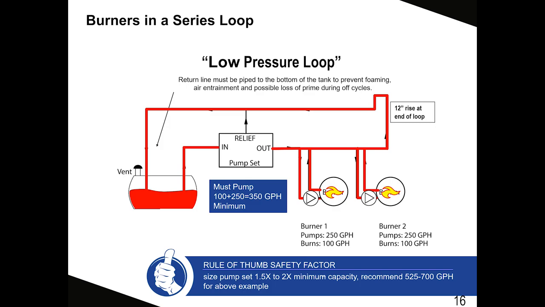In the example, the transfer pump would be sized for the burn rate of the first burner and the pump rate of the second burner. So 100 plus 250 equals 350 gallons per hour, and applying a safety factor of 1.5 to 2 would equate to a transfer pump size for 525 to 700 gallons per hour. In a low pressure loop, use the pump rate of the last burner and the burn rate of all upstream burners. We like to always pump slightly uphill and put an inverted U at the end of the line to add a slight back pressure and to ensure the supply pipe is flooded with no air, as the storage tank acts as an air separator.